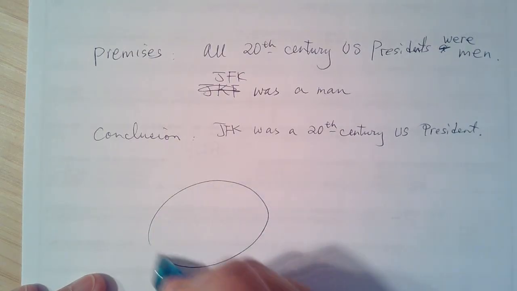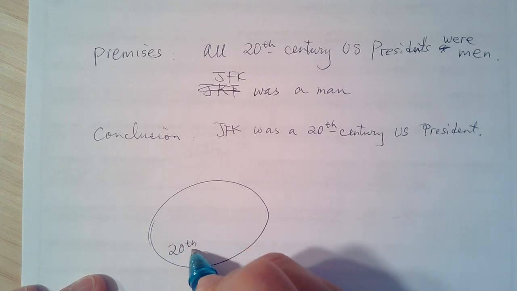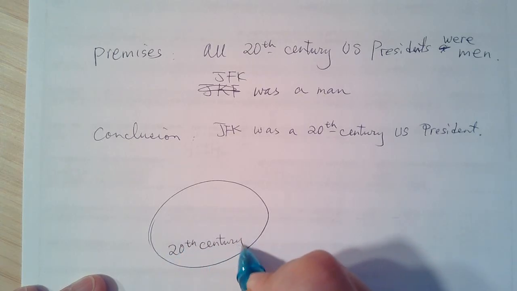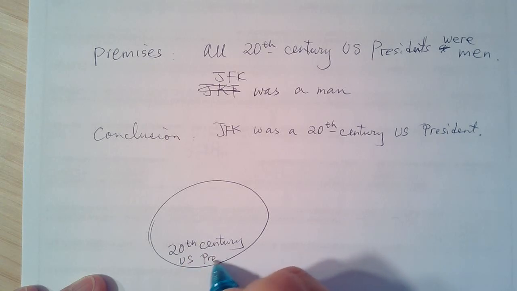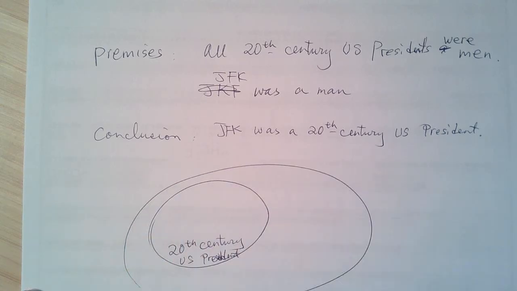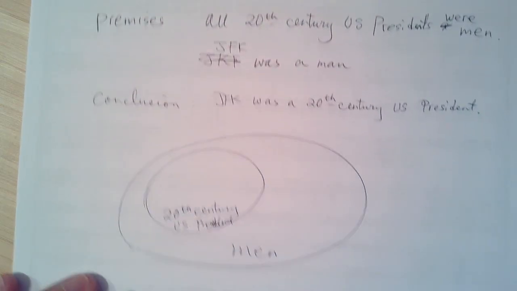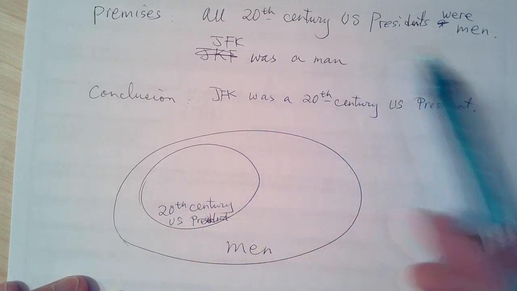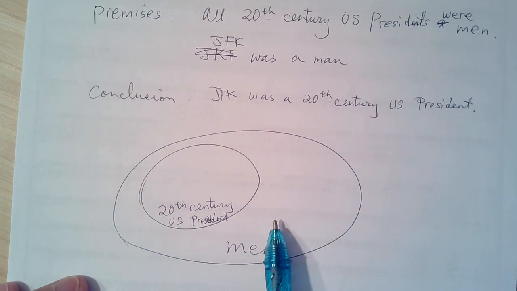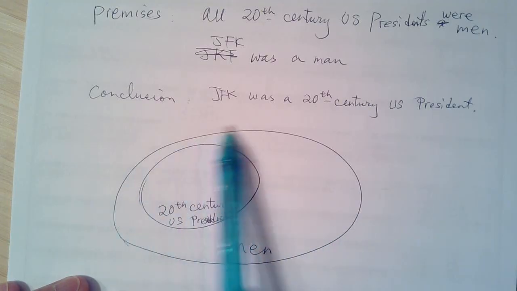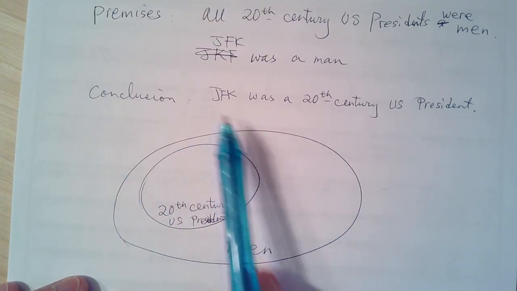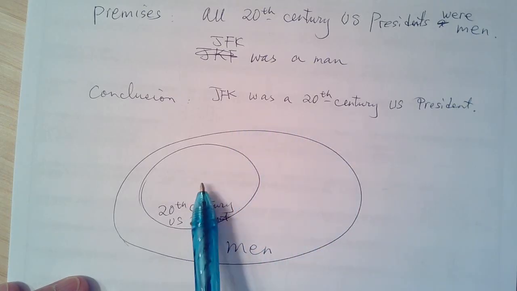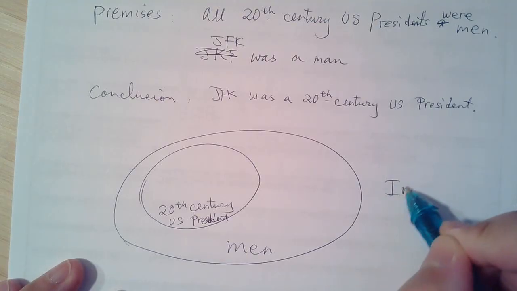Okay, so this is the 20th century U.S. presidents, men, right? Every single president was a man. And JFK was a man. So JFK is inside this big circle. And the conclusion says, oh, he was a 20th century US president. This is invalid.